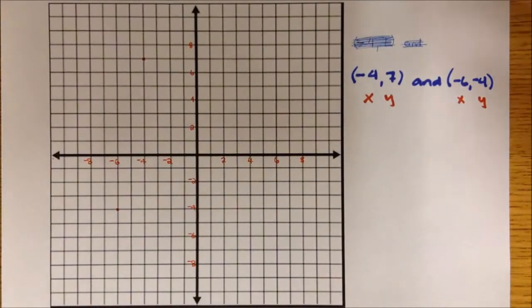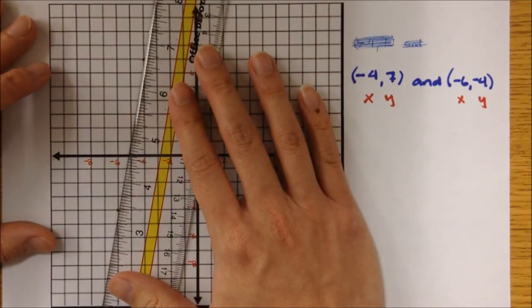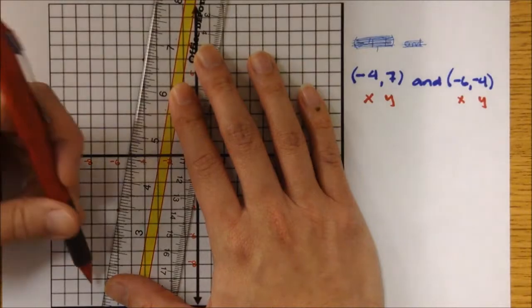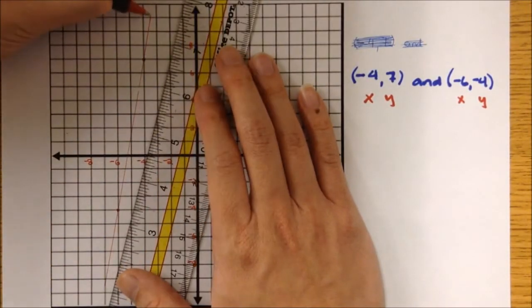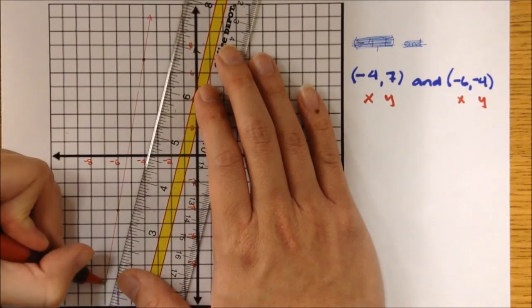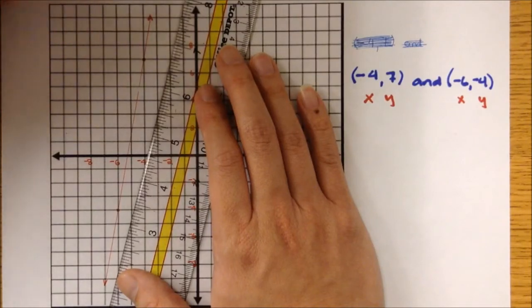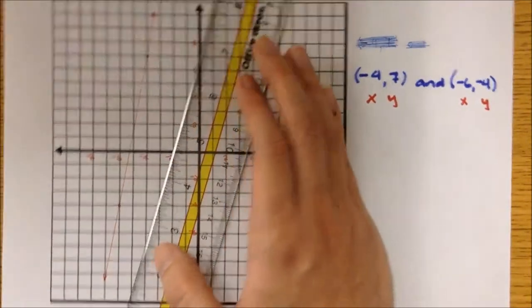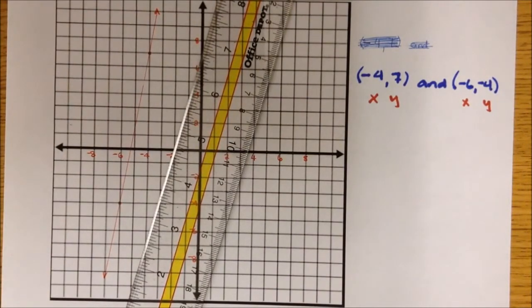So once we have 2 points, all we have to do is get a straight edge or a ruler, and then I'm just going to connect these 2 points together. And then here is our line graph, or the graph of these 2 points. So it's kind of hard to see. So what we do is use a marker. See if that helps.